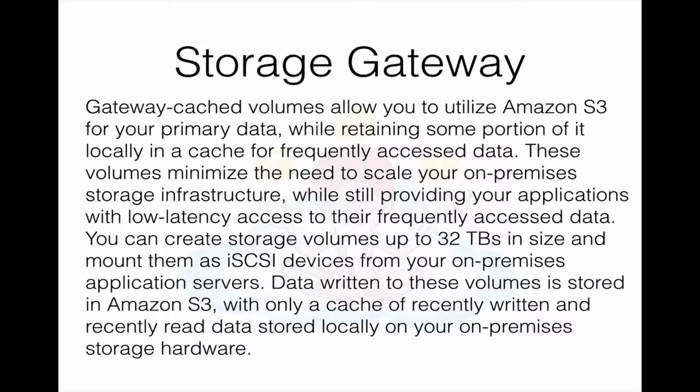caching does. These volumes minimize the need to scale your on-premise storage infrastructure while still providing your application with low latency access to their frequently accessed data. You can create storage volumes of up to 32 terabytes in size and mount them as iSCSI devices from your on-premise application servers. Data written to these volumes is stored in Amazon S3 with only a cache of recently written and recently read data stored locally on your on-premise storage hardware.